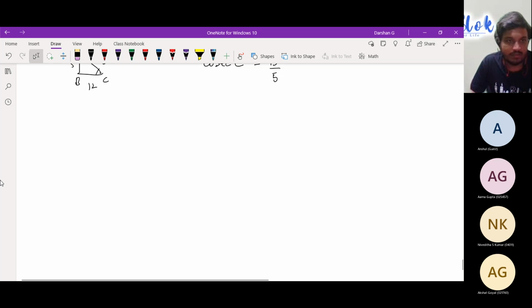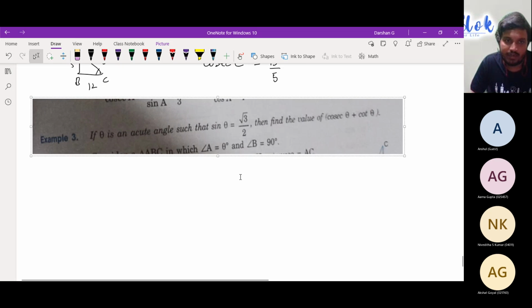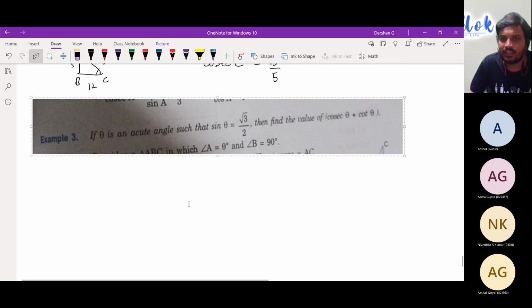I just have the snaps of the textbook, so the textbook snaps are not so great. So you have to bear with that. Theta is an acute angle such that sine theta is equal to √3/2. Find the value of cosecant theta plus cot theta.